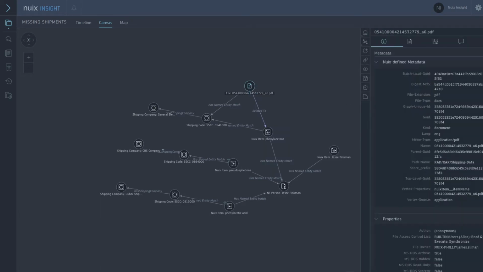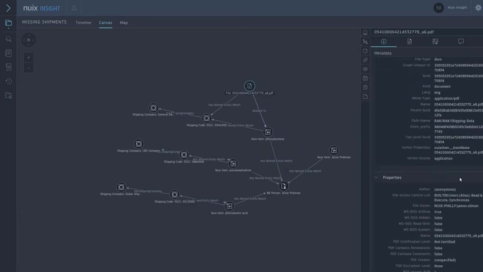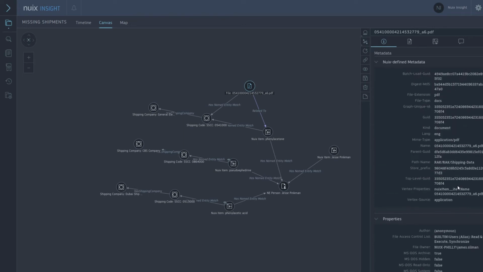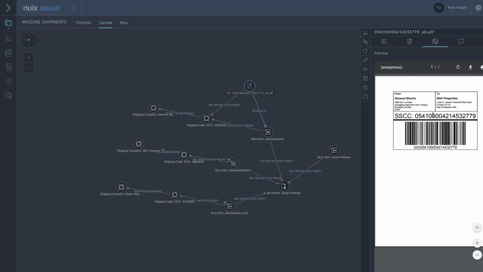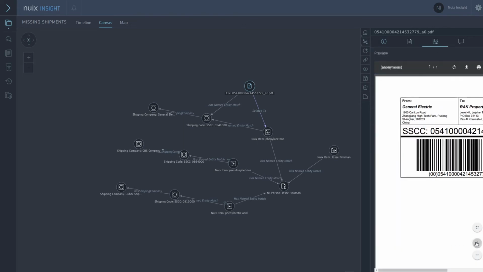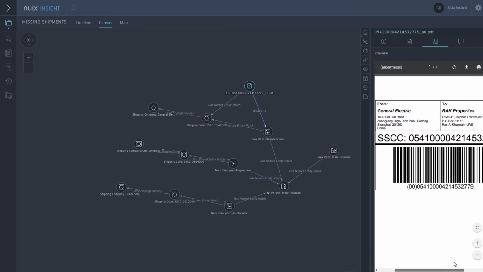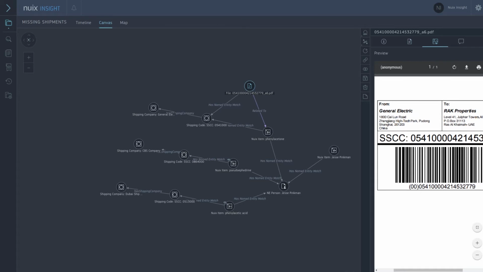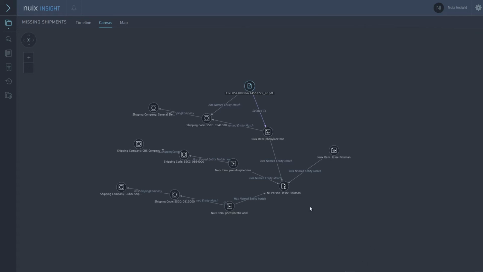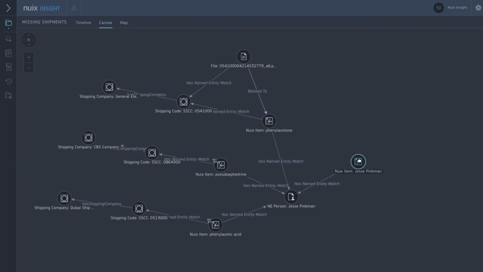I can also expand out and see the actual shipping form itself. We see all the metadata we would expect from Nuix processing, and I can also see the form itself, which has a barcode, and the address details all pulled out for us. So we've now identified two shipments that we know about as having problems, and also a third shipment that we should pay more attention to, all having Jesse Pinkman in common.